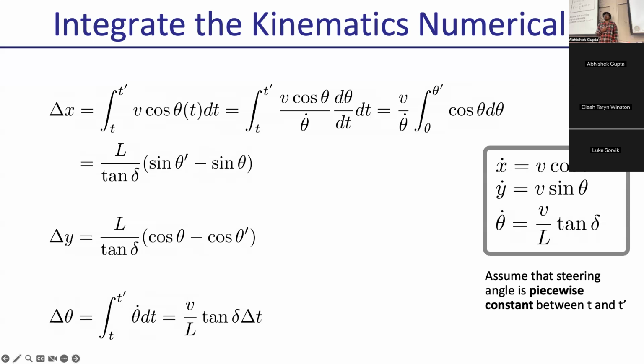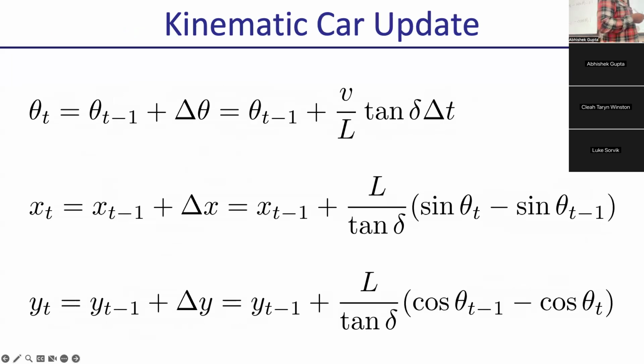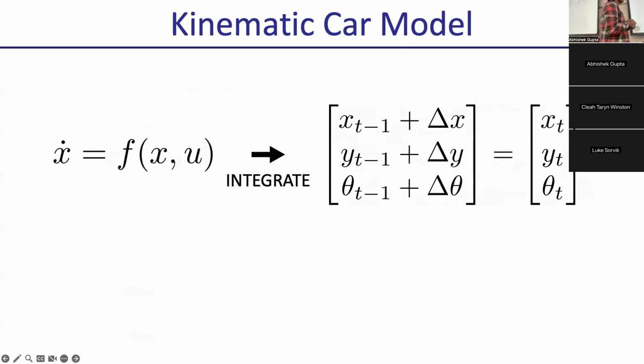Other questions? Make sense? So the resulting updates basically look like theta t is theta t minus 1 plus delta theta. Delta theta was v over L tangent delta times delta t, right? We computed what delta x was, we computed what delta y was. You can get the next state by taking the previous state and just adding delta theta, delta x, delta y. Okay, so now we've done the first step of our motion model. We've taken the previous state and computed what the next state is going to be, right?